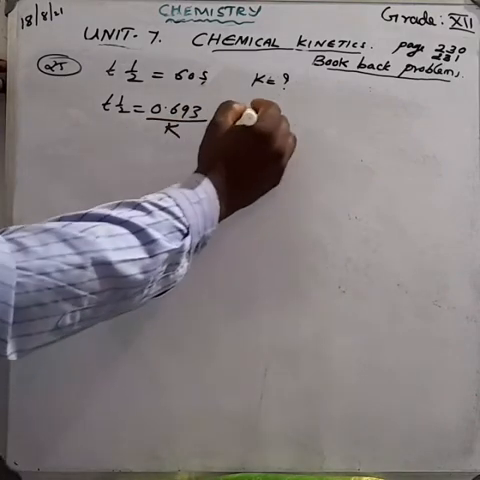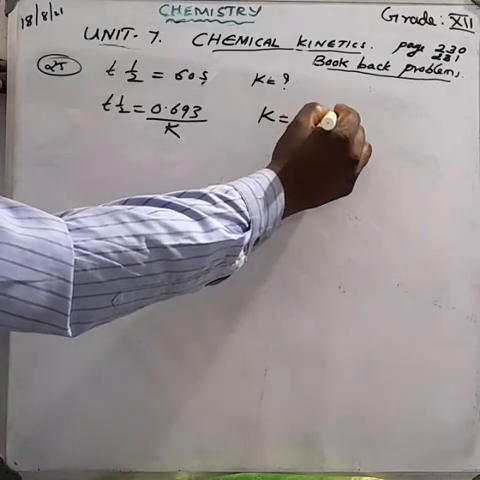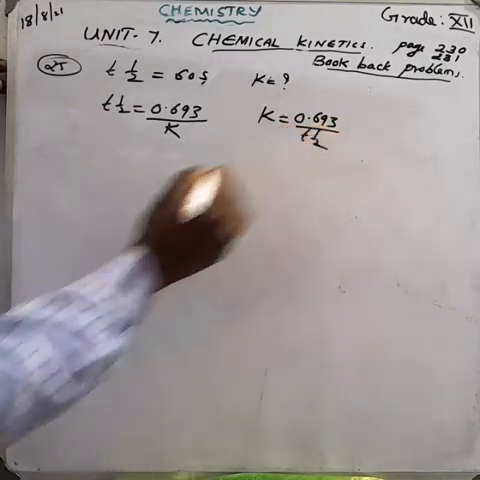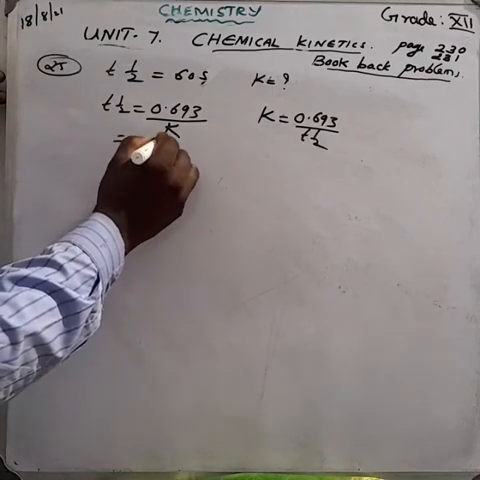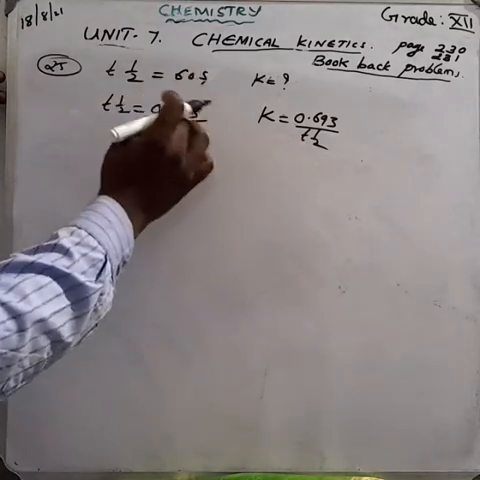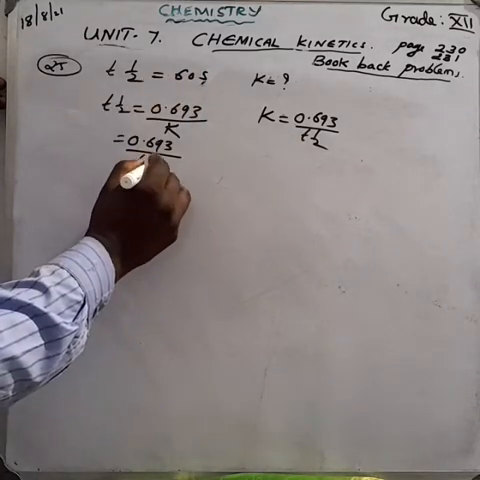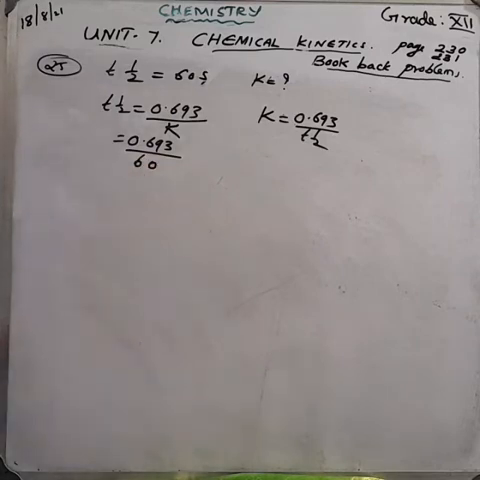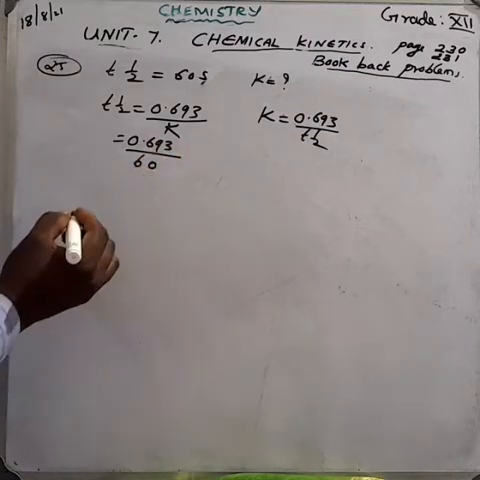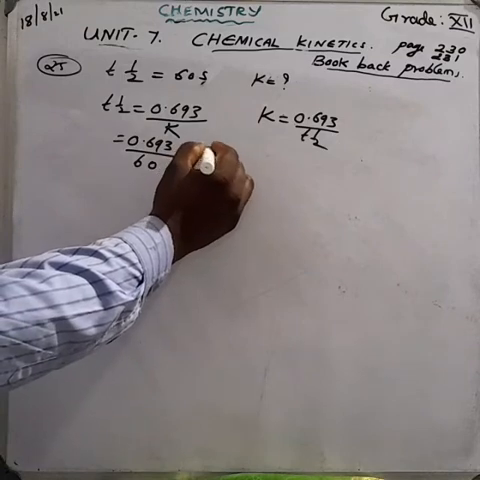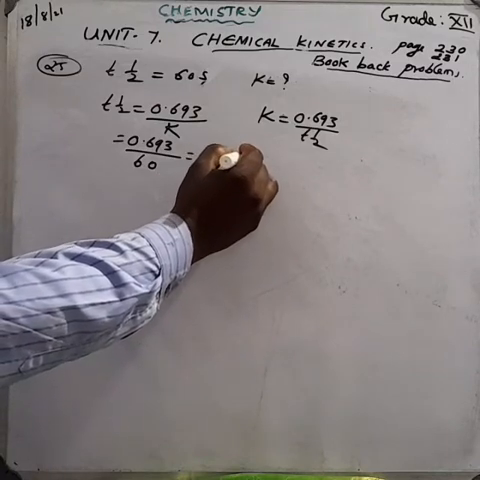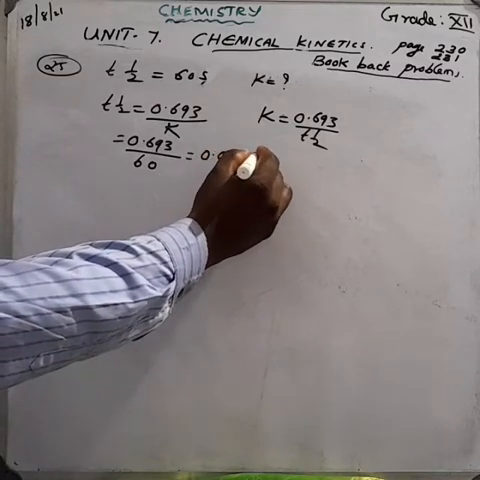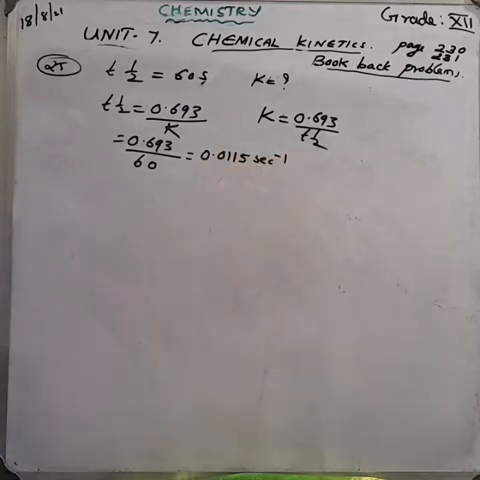K is equal to 0.6932 divided by T half. Now we can write that as K equal to 0.6932 divided by 60 seconds, since the T half value is also given as 60 seconds. So 0.693 divided by 60, we get approximately 0.0115 second inverse.